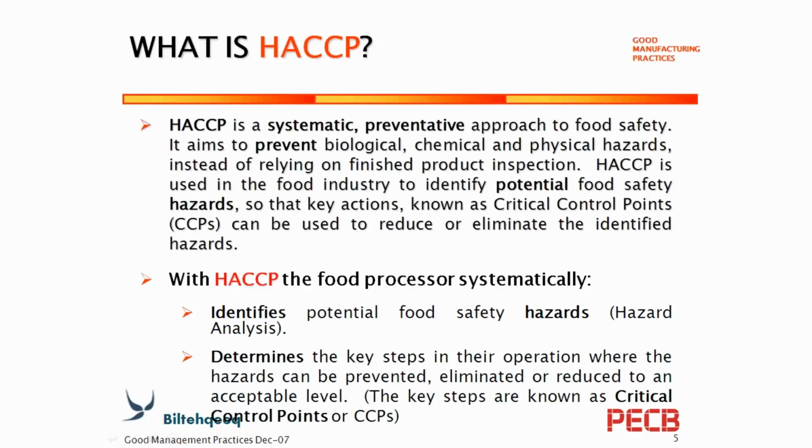What is HACCP? To understand HACCP, we must go through its definition. HACCP is a systematic preventive approach for food safety. It aims to prevent biological, chemical and physical hazards, instead of relying on finished product inspections. HACCP is used in the food industry to identify potential food safety hazards. So the key action known as a critical control point can be used to reduce or eliminate the identified hazard.